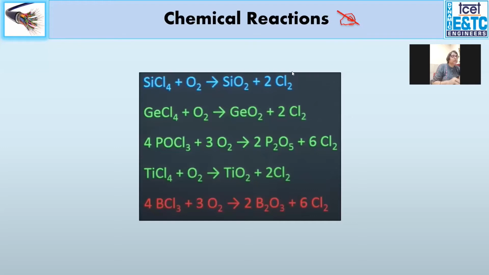Okay, so as you can see, you have the pure glass material, and with the oxidation, your glass is formed, the silicon glass, the germanium glass. Pure glass is formed, and chlorine gas is released in all the cases. So these are the basic equations that will be taking place in the furnace when you are converting the pure powdered form of a glass material into a molten preform, that is a solid glass that you want to convert it to.